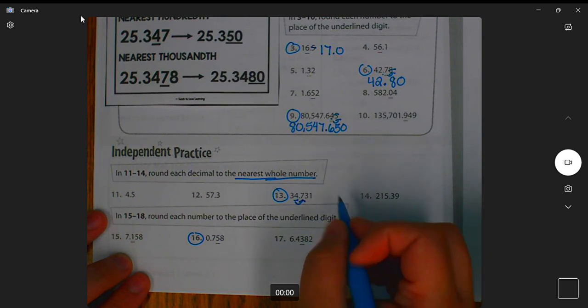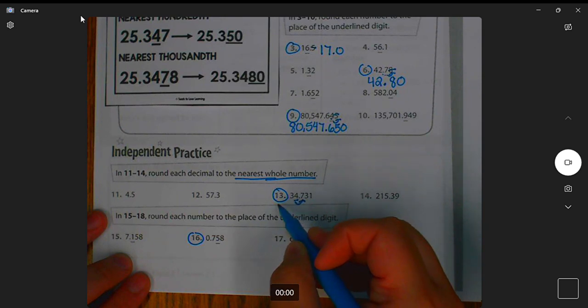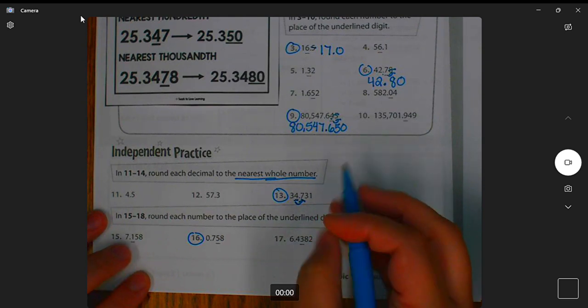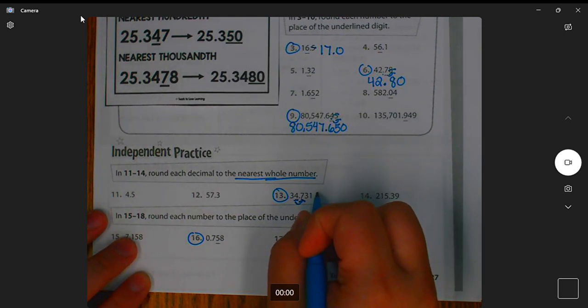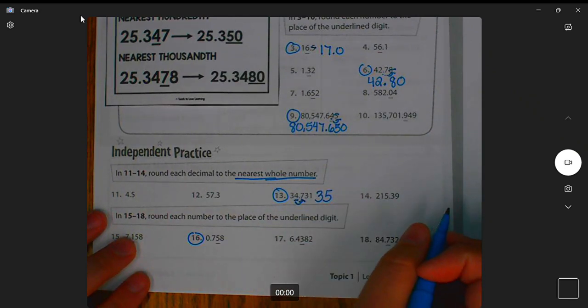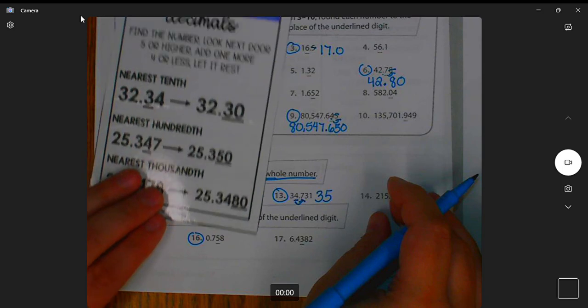All right, so it's asking me to round to the nearest whole number. 7 will tell 4 to do what? Yeah, it moves up. So instead of 34, I have 35. Very good. Ooh, our poster is out of frame. Come back.